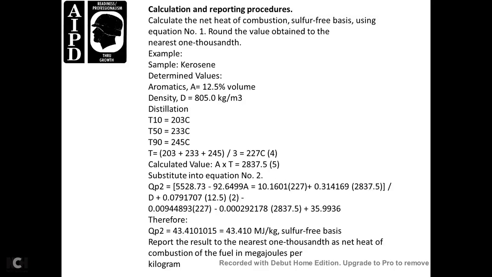Calculation and reporting procedure: calculate the net heat of combustion, sulfur-free basis, using equation number 1, and round the value obtained to the nearest 1,000th. Sample kerosene: the aromatics value is 12.5% volume, density 805.0 kilograms per cubic meter. Distillation: T10 is 203 degrees Celsius, T50 is 230 degrees Celsius, T90 is 240 degrees Celsius. T equals 203 plus 233 plus 245 divided by 3 equals 227 C.